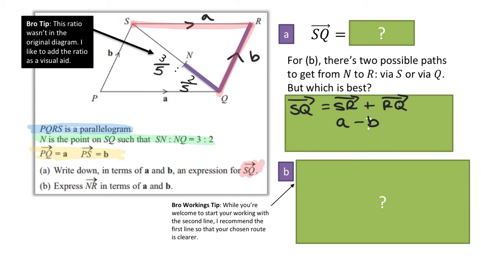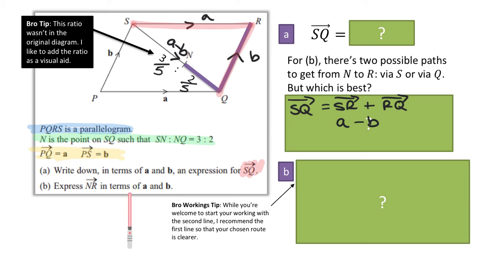Right, now that we know S to Q, it means any route we take from S to Q, we know the total will be A minus B. If we went this way, A minus B. If we went this way, minus B plus A. Is that the same as A minus B? Yes. Every direction is A minus B. So I know that this vector, S to Q, can be written as A minus B.